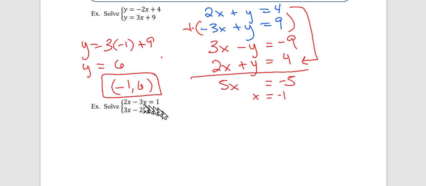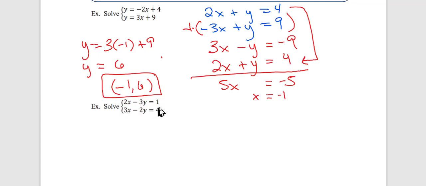Let's take a look at this one. This is a new system. We haven't seen it yet. This one that we just did, we saw using all three methods: graphing, substitution, and this addition method. We want opposite coefficients on one of our variables. We just want to choose wisely here.